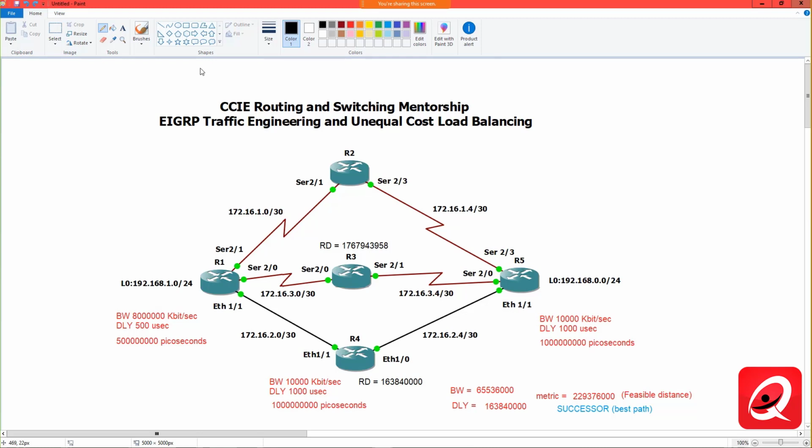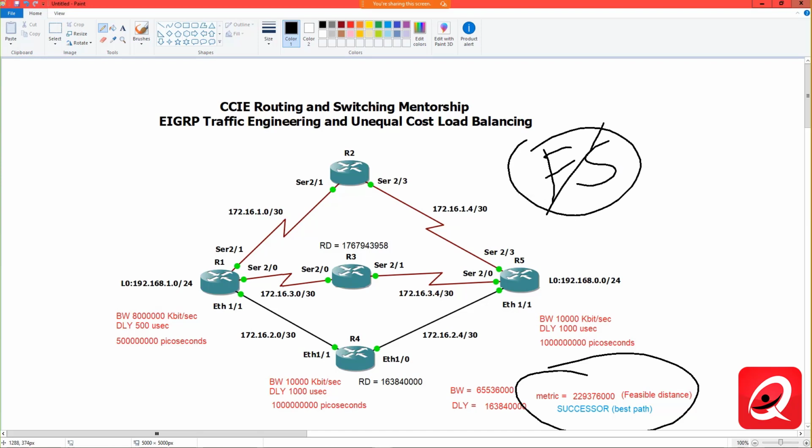Anybody? I mean, it's because it doesn't have a successor, right? Well, we have a successor. We were able to select our best. We did not have a feasible successor because the reported distance of that particular path was greater than the feasible distance of my successor path. That's why the query is taking place.